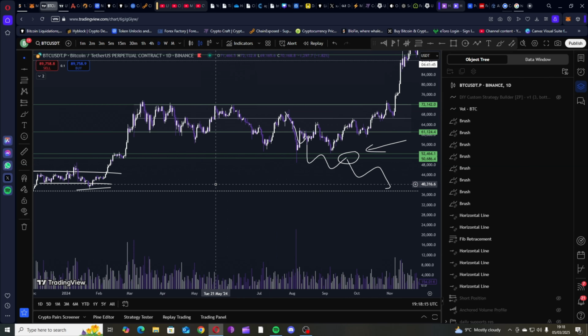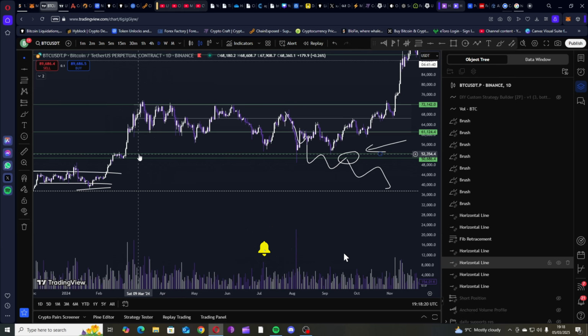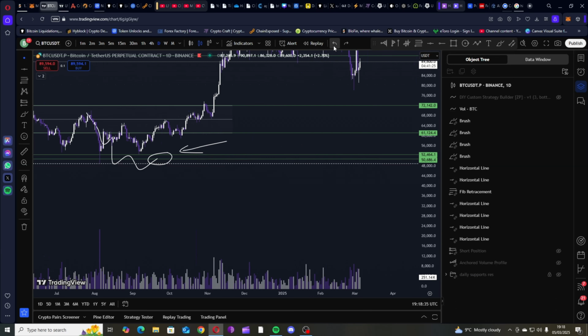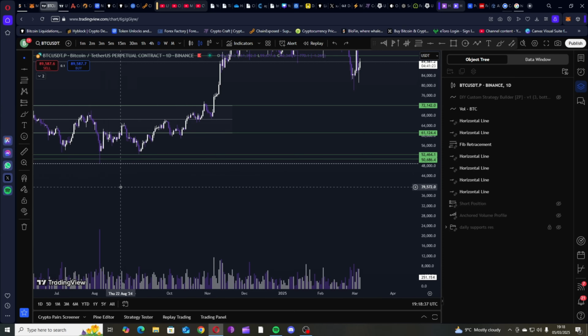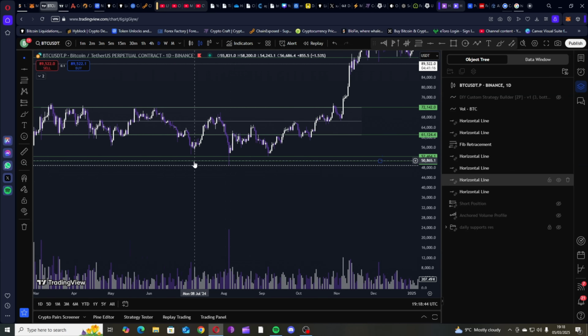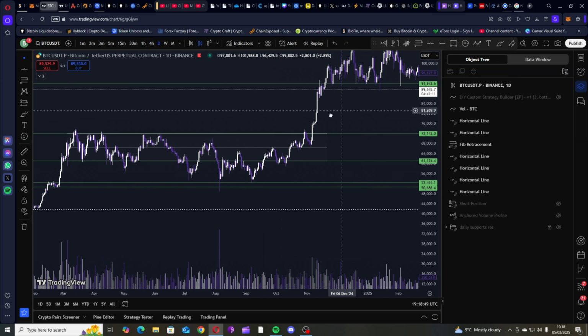It came back down, retested that prior zone's top, which was a resistance, giving you validation to go long. This is what you've got. This is why I like to mark out these zones of interest, because prior zones of interest, here, turn what was a resistance area into a support area.